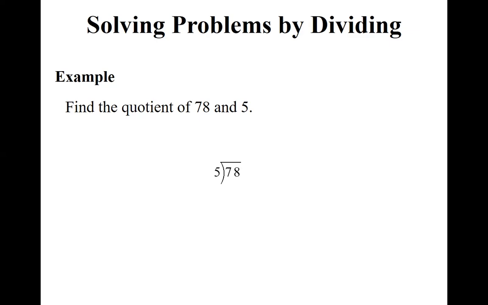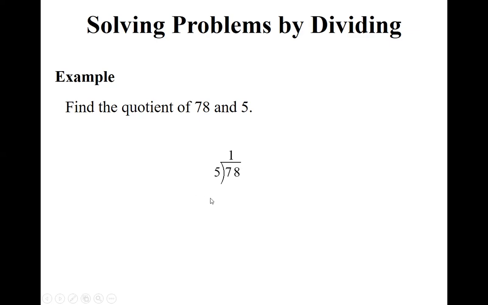So now we're going to find the quotient of 78 and 5. We write that 78 divided by 5, and we're going to do a process called long division. We ignore the 8, and we ask ourselves, how many times does 5 go into 7? Just the 7. Don't worry about the 8 right now. 5 goes into 7 once, so we put a 1 above the 7.